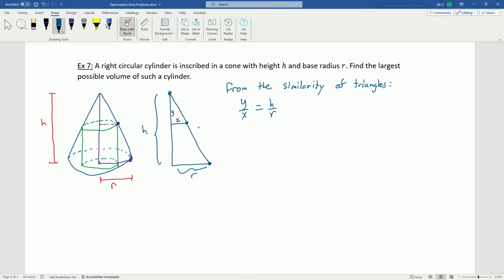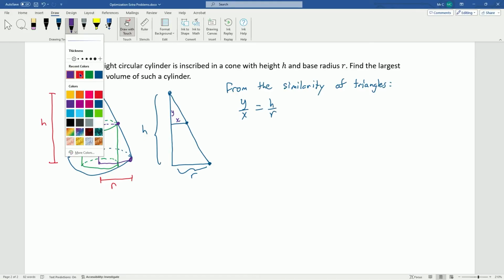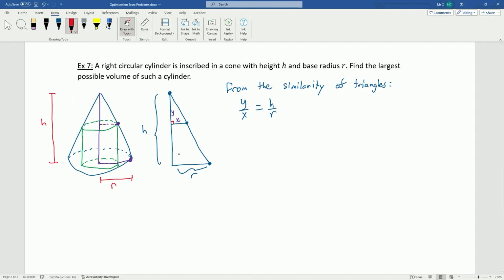Now, why do we know that these triangles are similar? Well, we know they're similar because they're both right triangles. They both share this angle, and that means the third angles have to be congruent as well. And when all three angles are congruent, then the two triangles are similar.